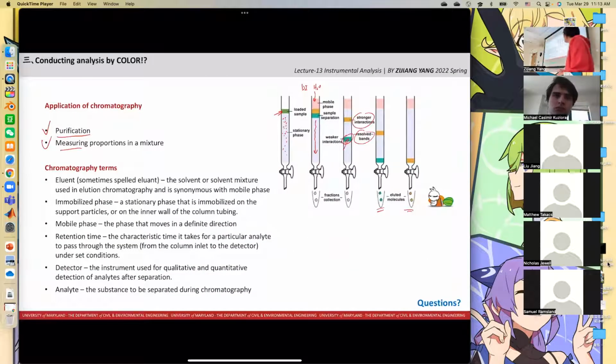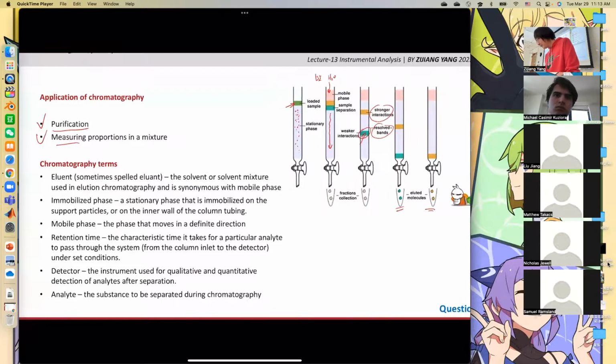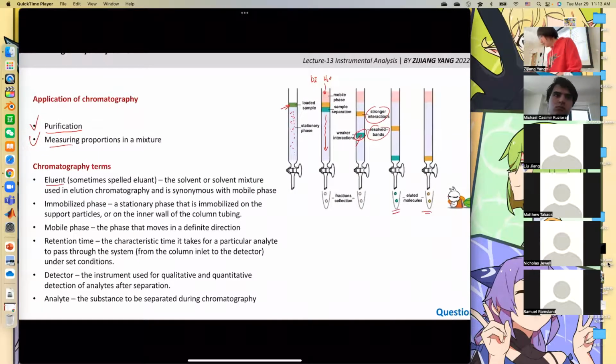And in terms of this process, we have different terms to describe. The first one is effluent. This refers to the solvents or solvent mixture used in elution chromatography, and this is similar to the mobile phase. So effluent just refers to the stuff that's coming out from this burette.